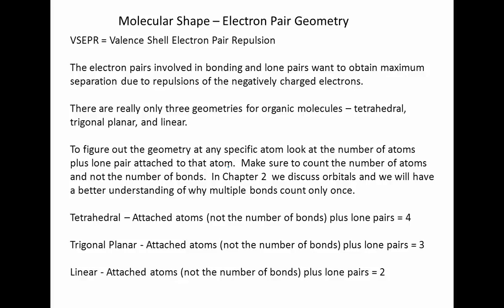Tetrahedral is a geometry we achieve when we have 4 atoms plus lone pairs attached to a central atom. Trigonal planar is what we get when we have 3 atoms plus lone pairs attached to a central atom. And linear is what we get when we have 2 attached atoms plus lone pairs.